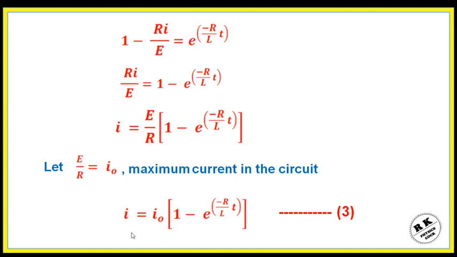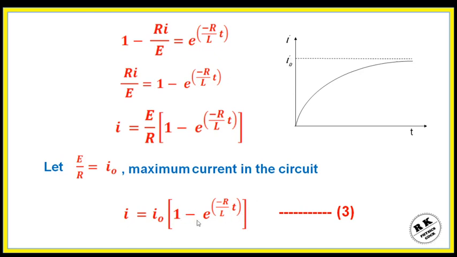Now, if we plot the graph for this equation, the graph will be like this. Here time is taken on x-axis, current I is taken on y-axis. If we plot the graph, we get a monotonically increasing curve as shown in figure. The maximum value is I naught.